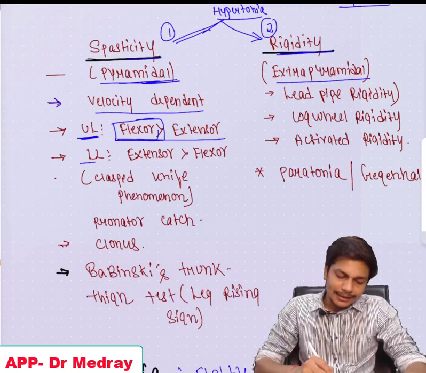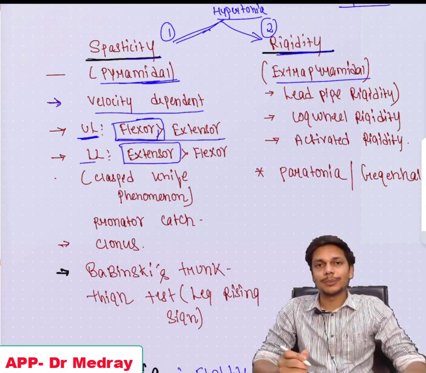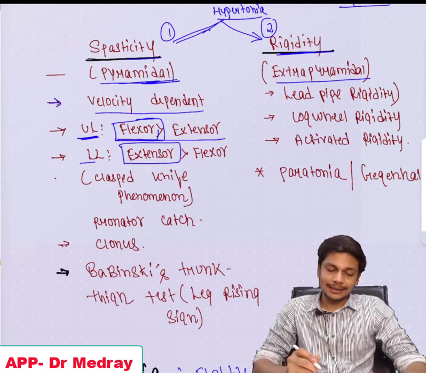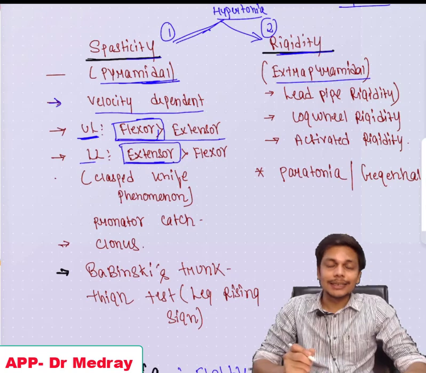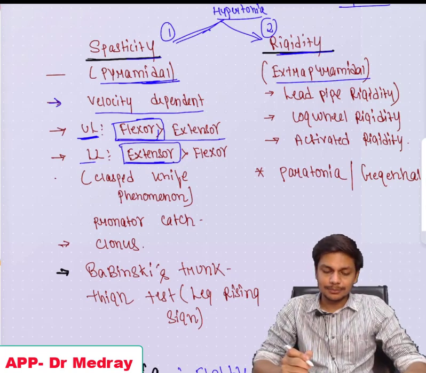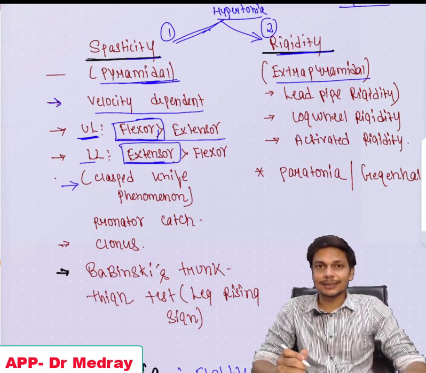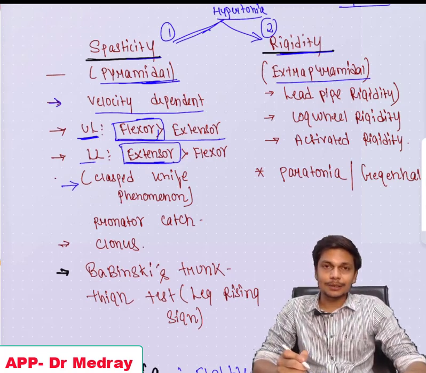In the lower limb there is more spasticity in the extensor group of muscle. So when you try to flex the muscle of the lower limb, you will get more resistance, as the spasticity is more in the extensor group of muscle. The clasp knife phenomenon is typical of spasticity. What is the clasp knife phenomenon?